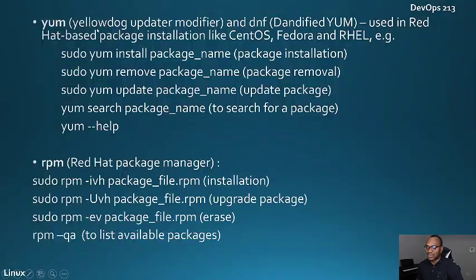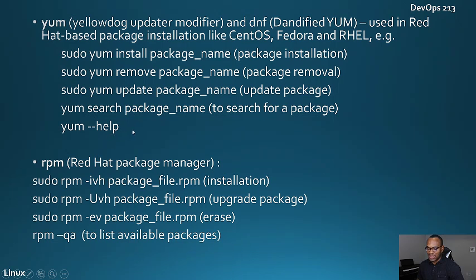Because this is an Ubuntu machine, if you want to install a package on this machine, you are using your apt. If you are using a CentOS or an RPM machine, you'll probably be using yum, which stands for Yellowdog Updater Modified, or you'll be using DNF. You'll be using something like yum install package name, yum remove package name if you want to remove the package, yum update package name if you want to update, and so on and so forth.